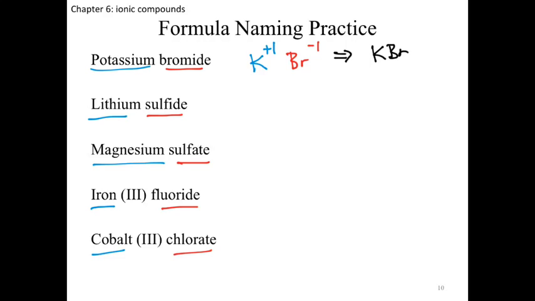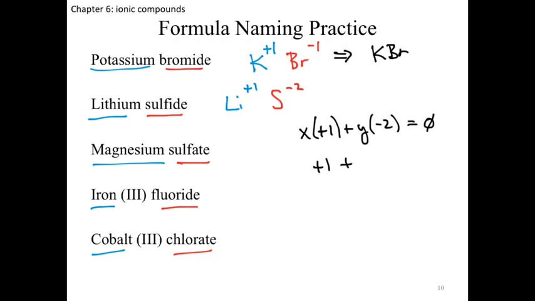For the next one, we've got lithium sulfide. Lithium is Li, and it has a +1 charge. Sulfide is sulfur with a -2 charge. I notice that those don't directly cancel out, so we'll solve one long formula for this. We've got X times the charge, +1, plus Y times the charge, -2, must equal 0. I'll assume X is 1 first, so I get +1 plus Y times -2 equals 0. I would get Y equals a half.